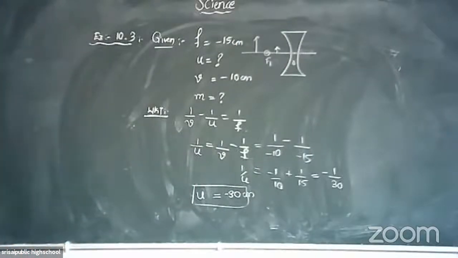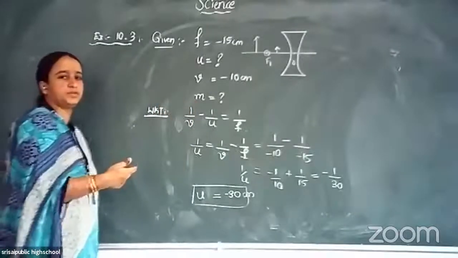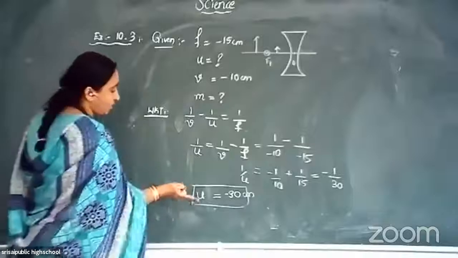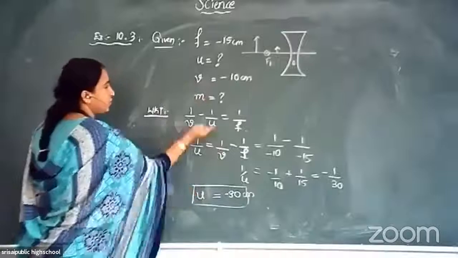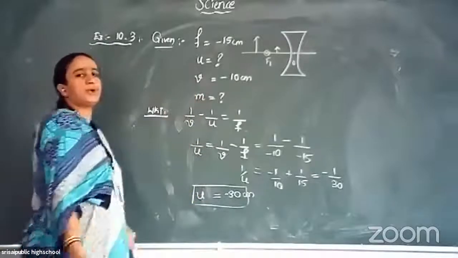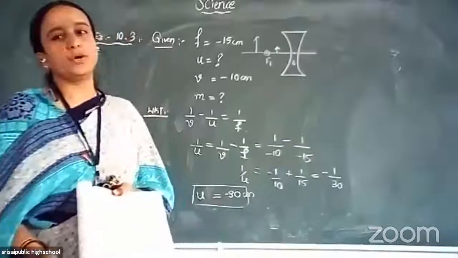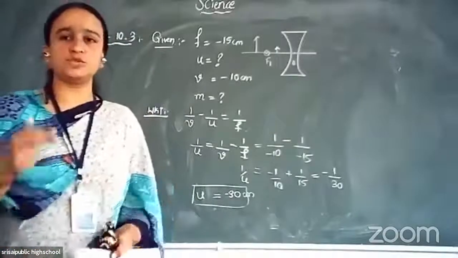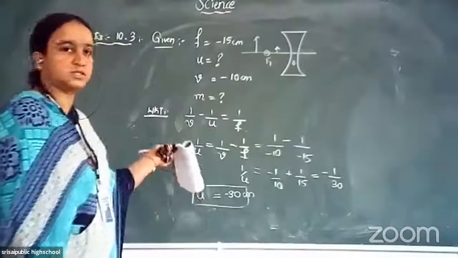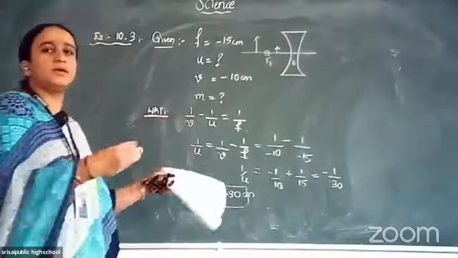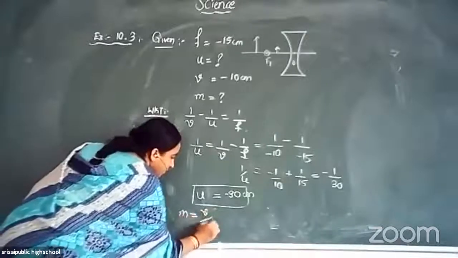Now next thing, they ask you the magnification. Which formula are you going to use for magnification? Magnification in terms of object distance and image distance, because you know both these two things. So you are going to use M is equal to V upon U. If height was given, you would have used the magnification in terms of the height of the object and height of the image. Since you have calculated the object distance and you know the image distance, now you are going to calculate the magnification. M is equal to V upon U.